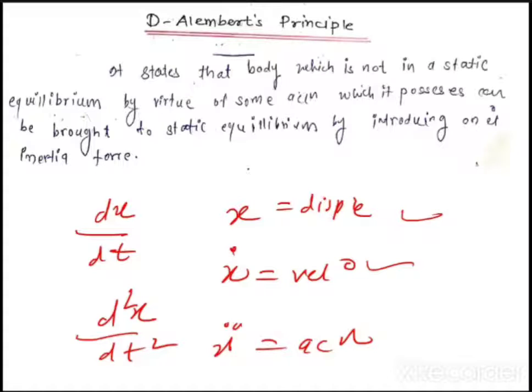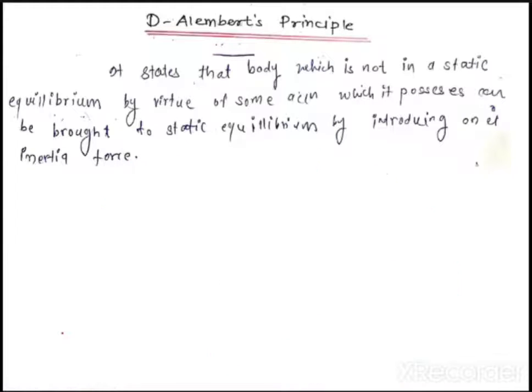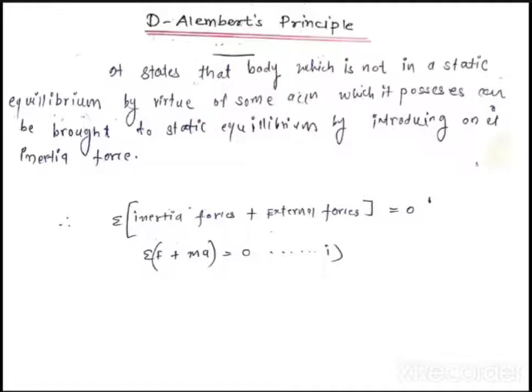Initially the body was in an equilibrium condition, that is a static equilibrium condition. Now let us say you displace the body from the mean position or the equilibrium position. So velocity and acceleration will get induced. If you want to bring the body back to its original equilibrium position, it is done with the help of this inertia force. This concept, introduced by the scientist, is called D'Alembert's principle. D'Alembert's principle states that the summation of inertia forces plus external forces is equal to 0.